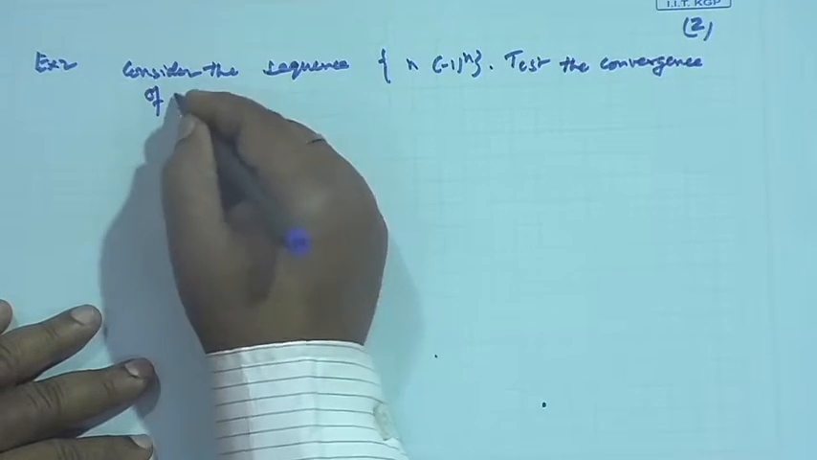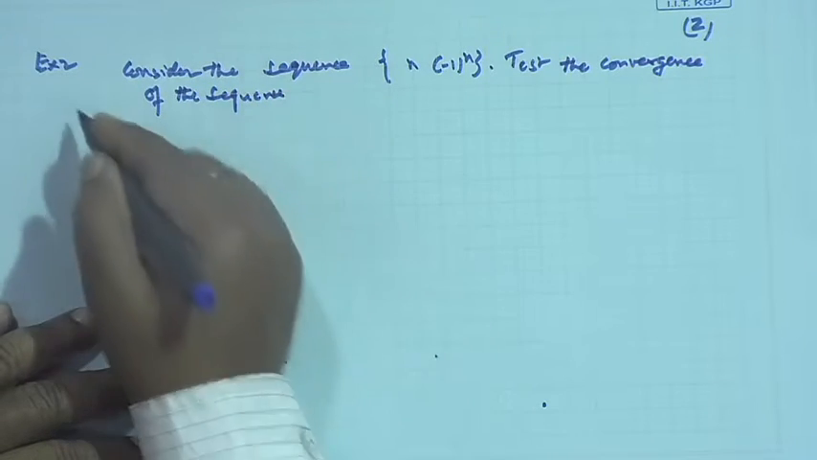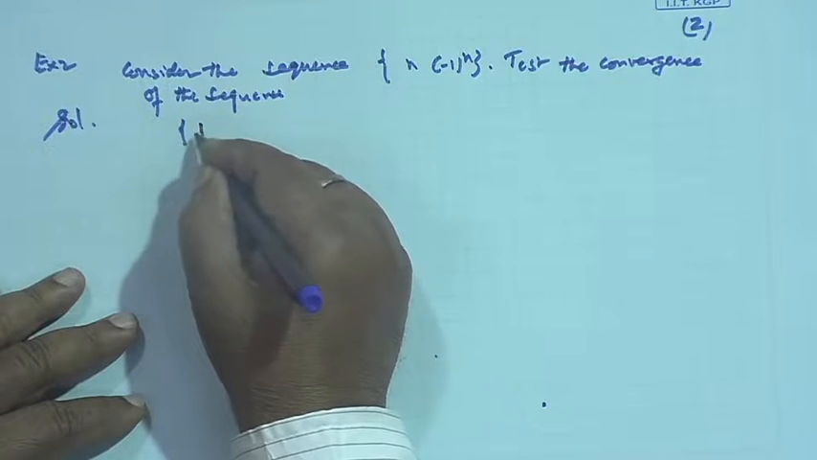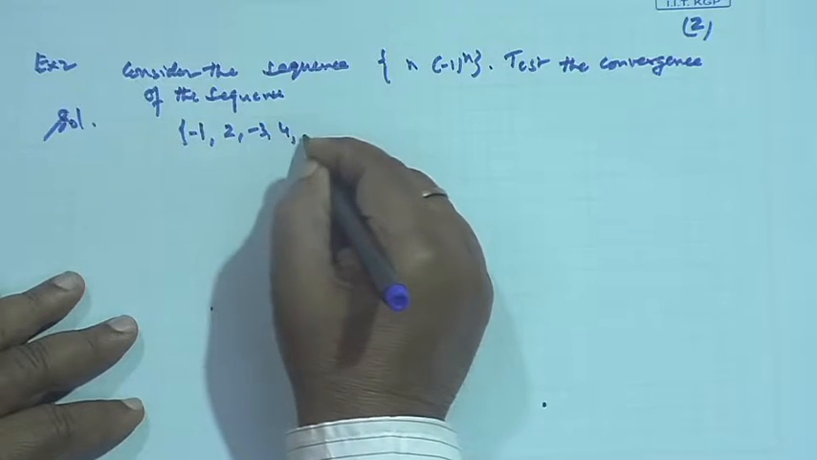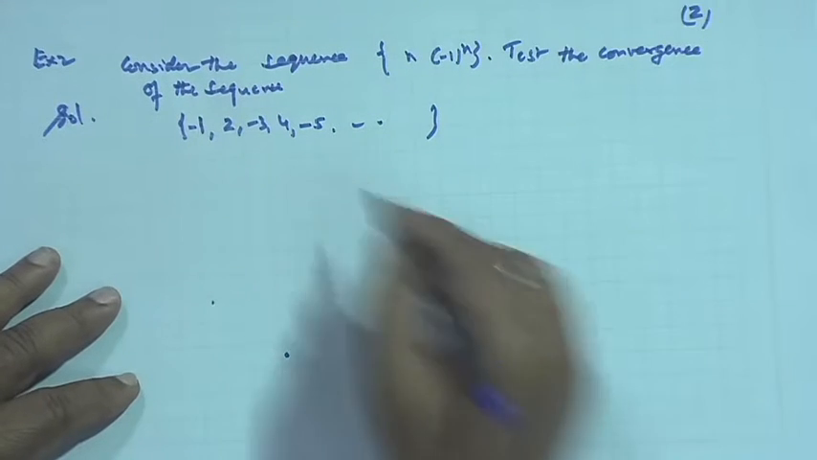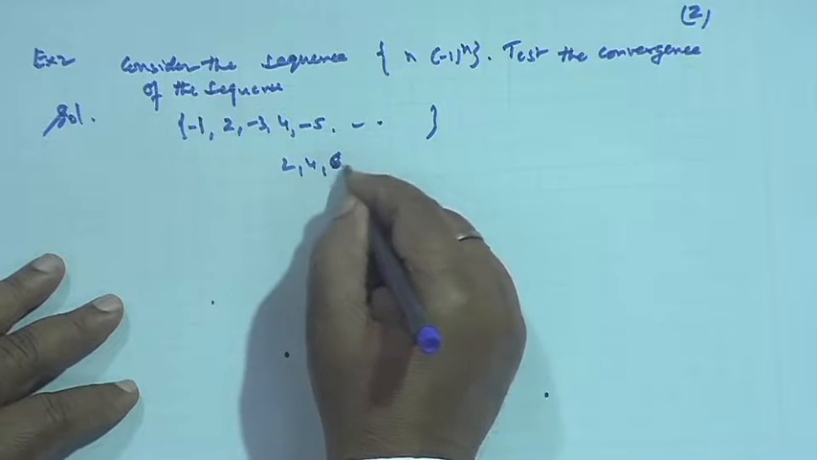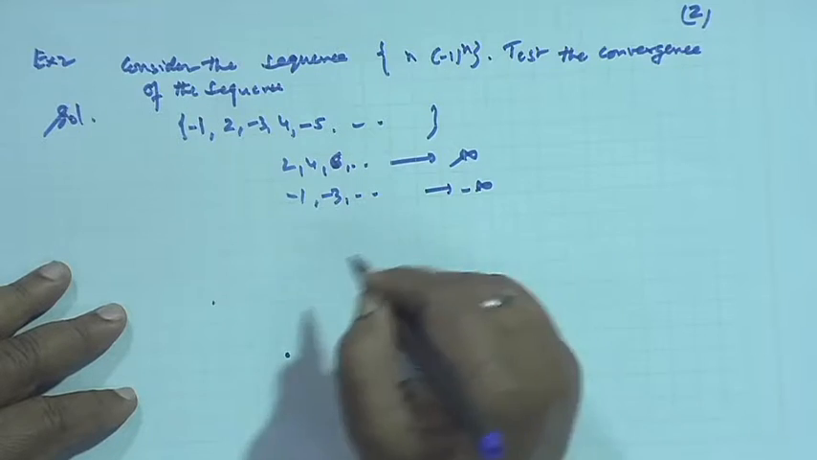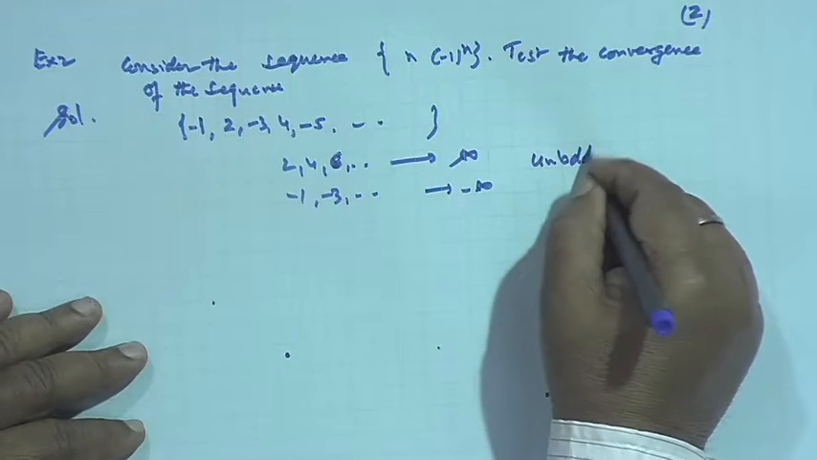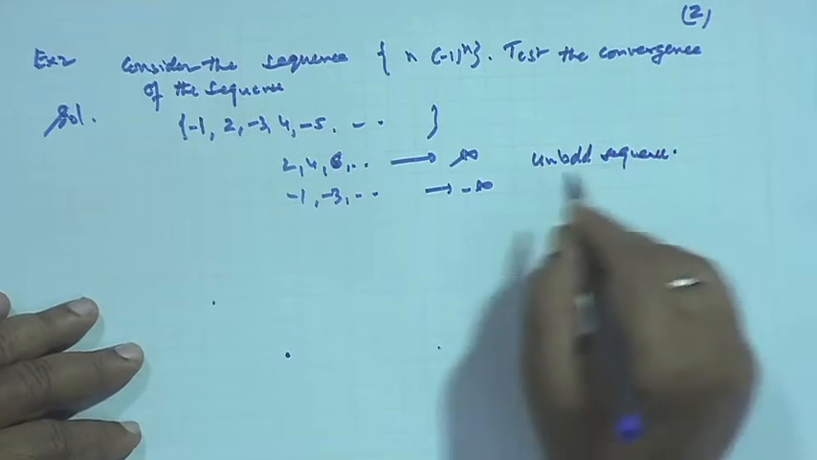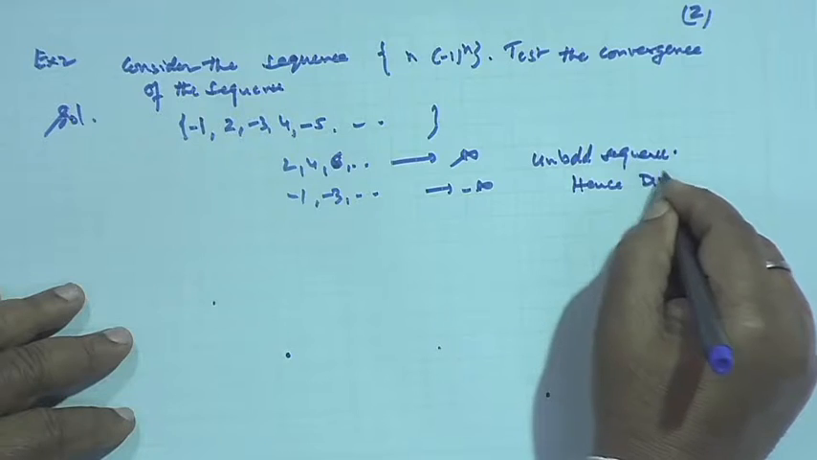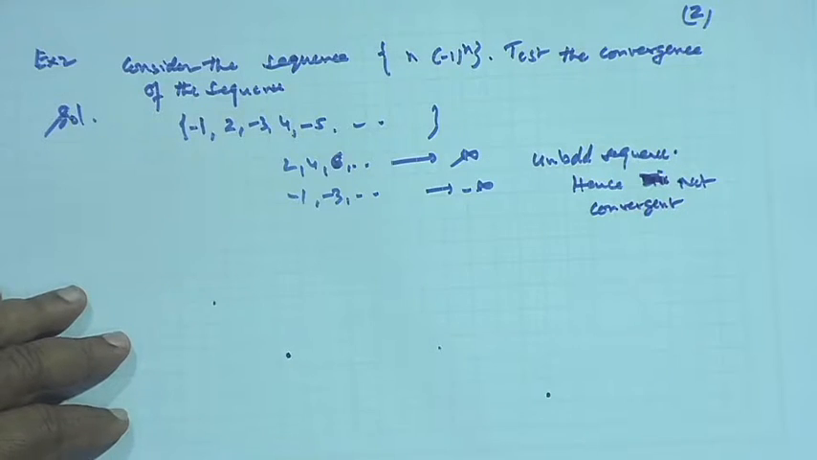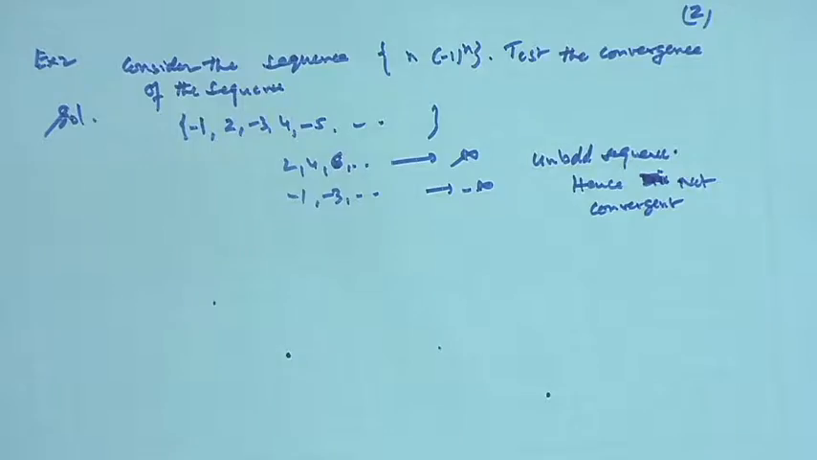I think it is a simple one. If we look at the sequence, it comes out to be minus 1, 2, minus 3, 4, minus 5 and so on. So, we are getting a subsequence 2, 4, 6 and so on, which diverges to infinity. Minus 1, minus 3 is also diverging to minus infinity. Therefore, this is an unbounded sequence, hence diverges, hence not convergent. That is the very simple part of it. We will not go into detail for it.